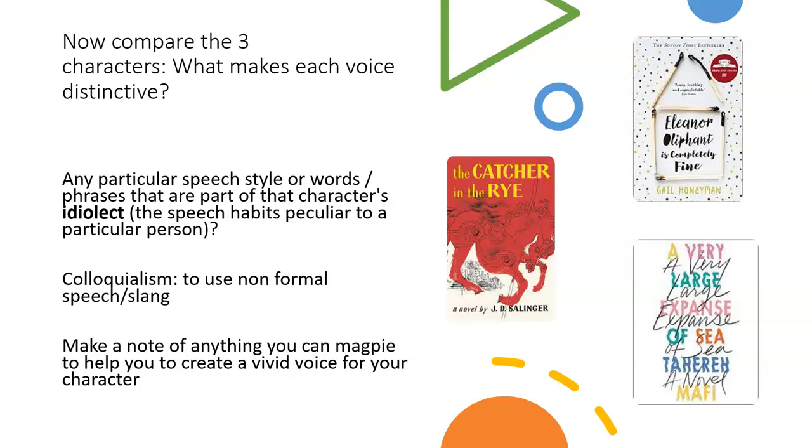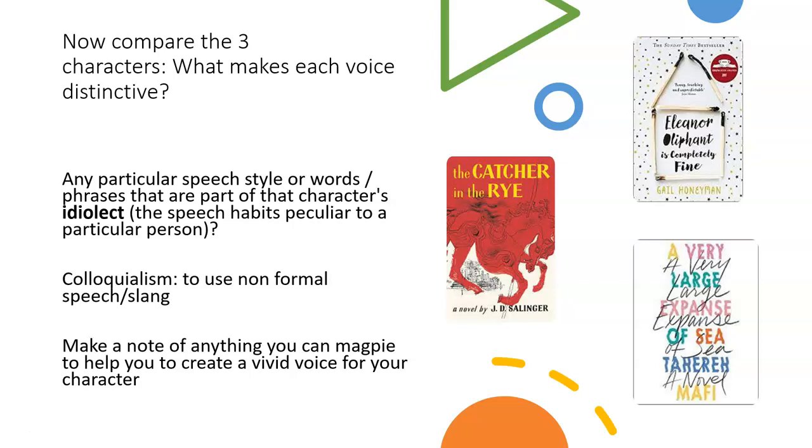Eleanor Oliphant, on the other hand, has a really sophisticated vocabulary and is very precise in her speech. And that means that you might not get as emotionally involved with her as quickly. So you need to think about these things as you create a voice for your character. And this needs to be a really vivid voice that's peculiar to them, particular to them.